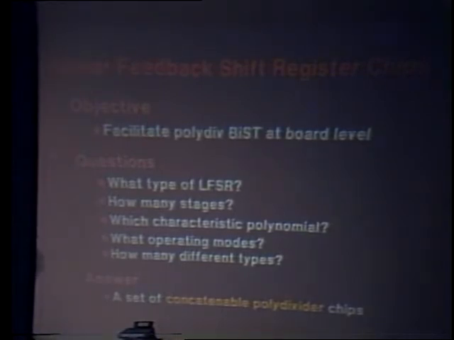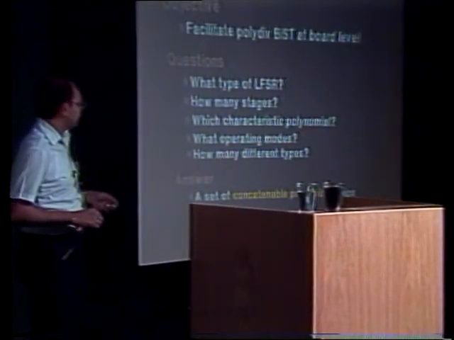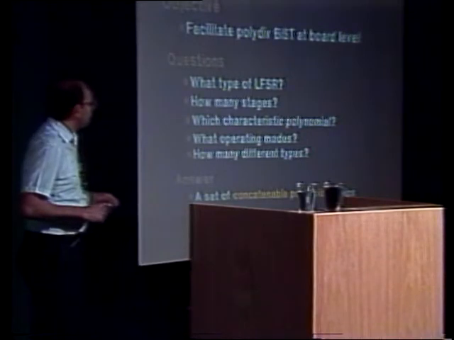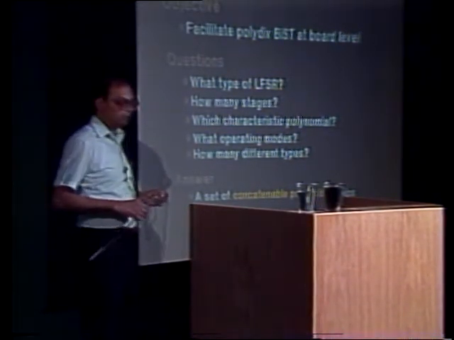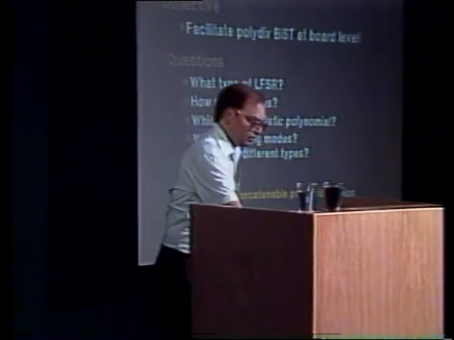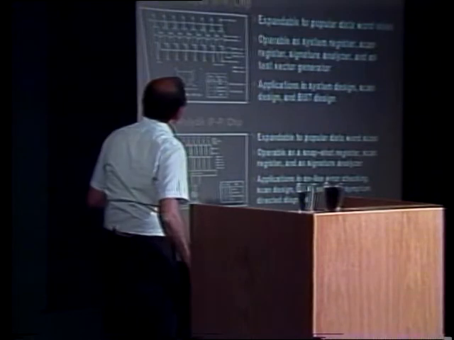And then again, if we sit down and start addressing each one of those specific needs in specific board designs, then how many different types of chips can we afford to build? There is one answer to all these things, which I would like to call a set of concatenable polydivider chips. And here is a little catalog of these chips.